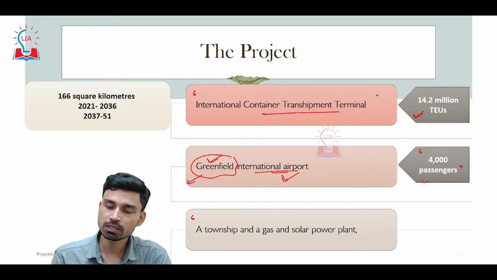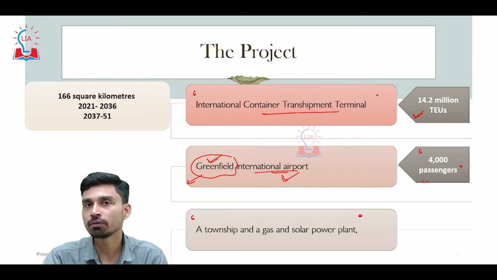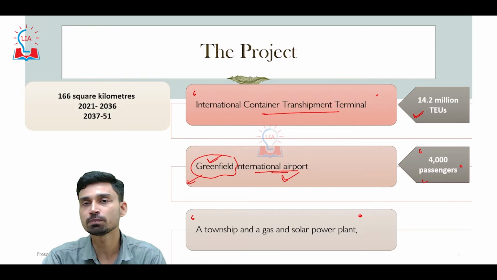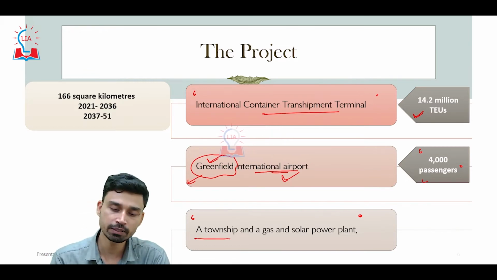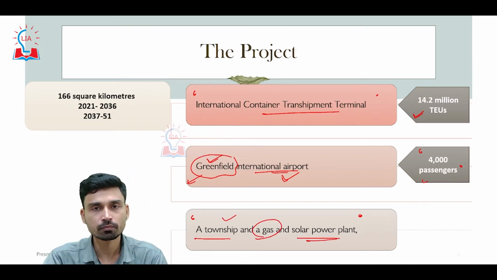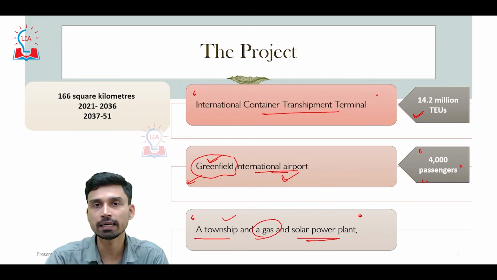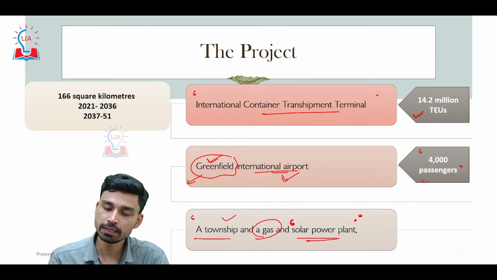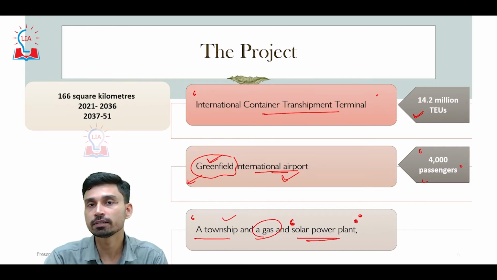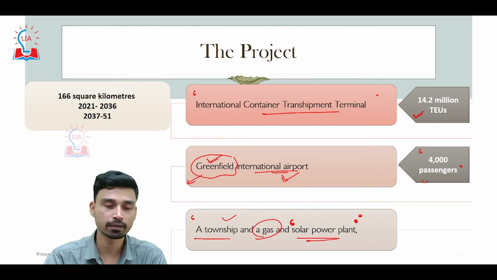Apart from that, the focus will also be on the construction of a township, because people who will work there after completion of this project will need residential places to live. Apart from that, there will also be a gas plant as well as a solar power plant. Obviously, because this island lies in the tropical and equatorial zone, the possibility of harnessing solar energy is quite high.